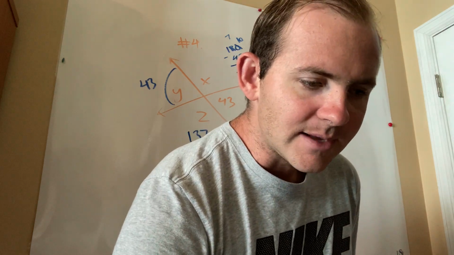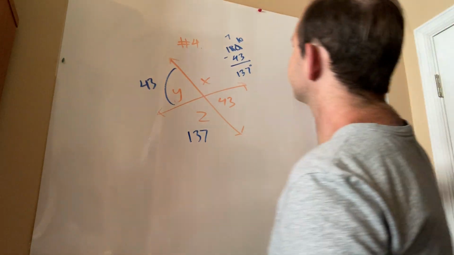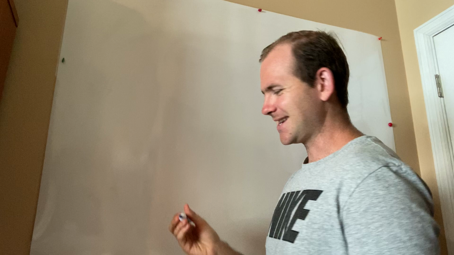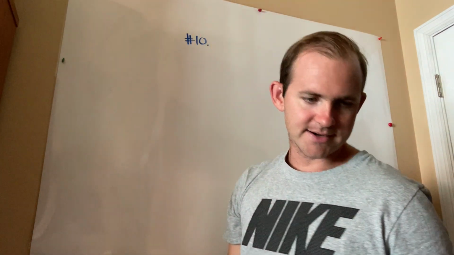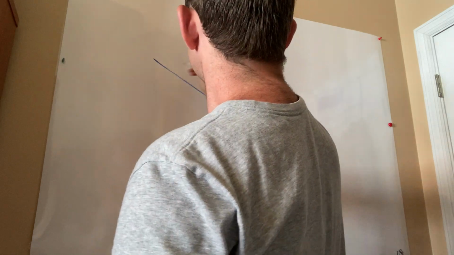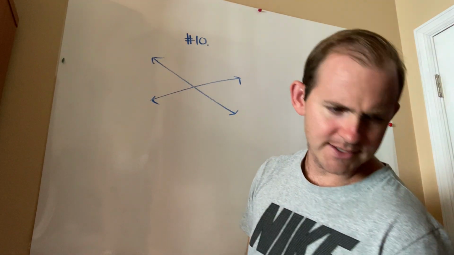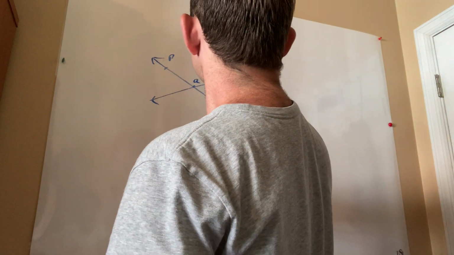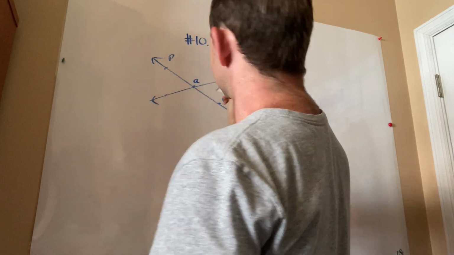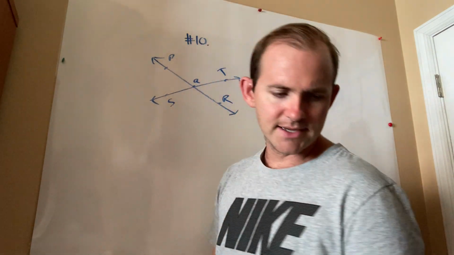Alrighty, next up, let's take a look at question number 10. Once again, number 10. Alrighty, what do we got here? All right, so I got two intersecting lines. So P, Q, R. Sorry about the bad handwriting, guys. And S and T.